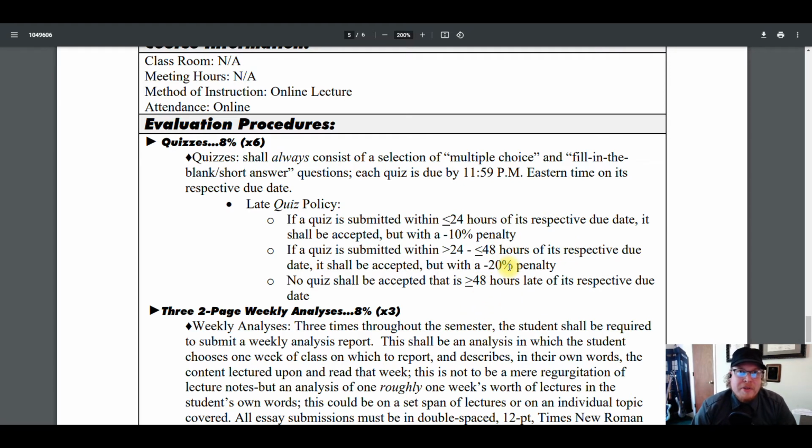Okay, you turn it in 2 days late, 20% penalty. Any more than 48 hours, though, the quiz is gone. Okay, and you cannot turn it in after 48 hours. And the reason for that is because at 48 hours, the answer key for that quiz will pop up. And I'll show you where to find that right now.